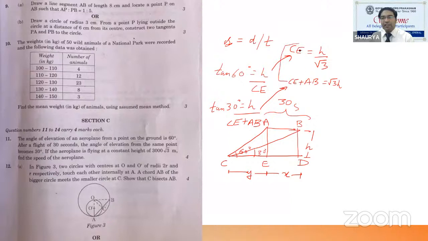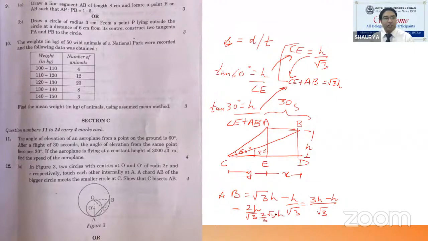From these two now, I can substitute the value of CE here to find AB. So my AB comes out to be √3h minus h upon √3. We can take the LCM. It's 3h minus h over √3, right? So it becomes 2 by root 3 h. We can further rationalize it also. We can write 2 by 3 root 3 h, I guess. We have arrived at our expression.